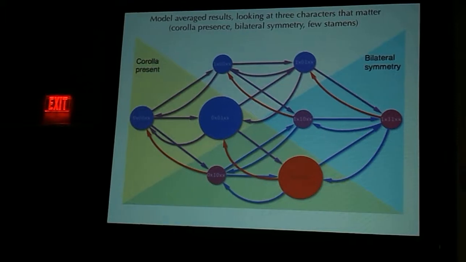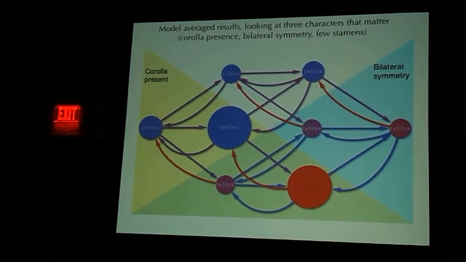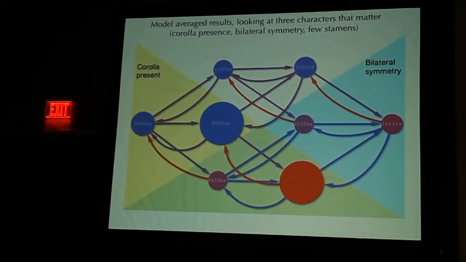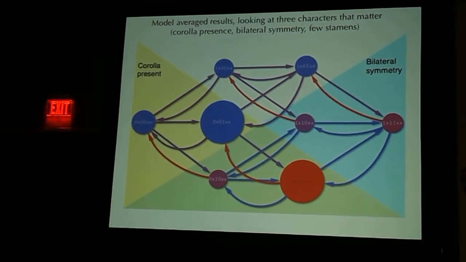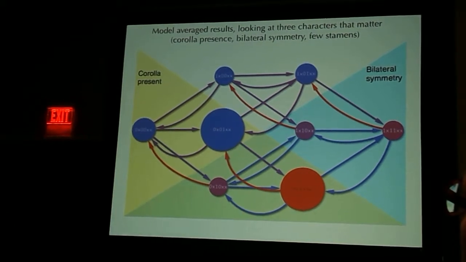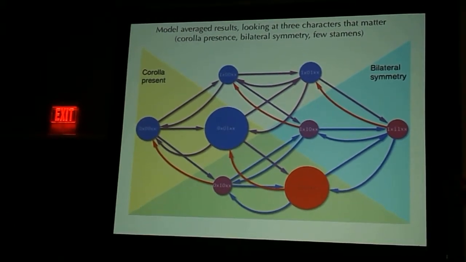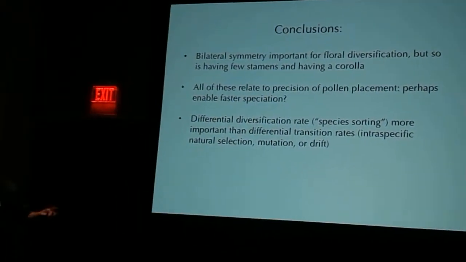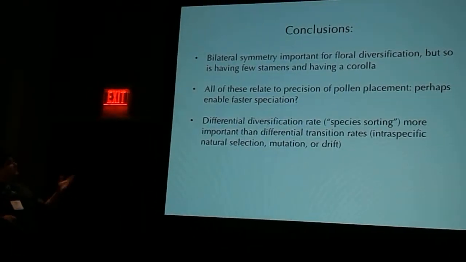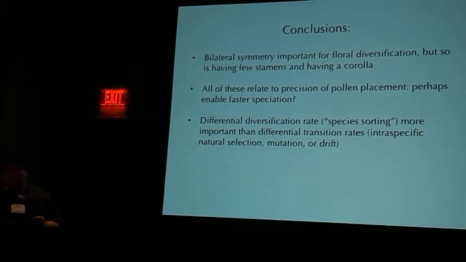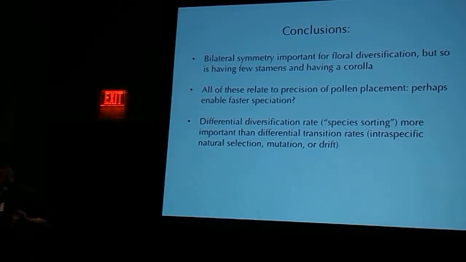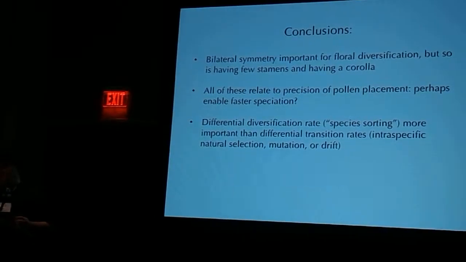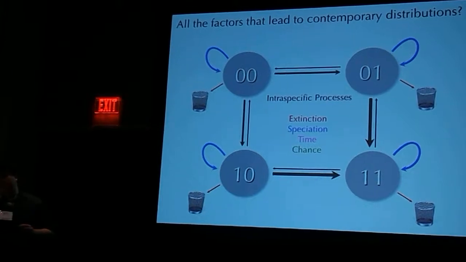And so we can do a model-averaged result to show the overall transitions. Here the circle area is the number of species in that state, and then we have the rates going into and out of it. Color shows the net diversification rate. We see how this lump here is the fast diversification rate. So, conclusions from this: bilateral symmetry is important for floral diversification, but so is having few stamens and having a corolla. All these relate to pollen placement, we think. And differences in diversification rate matter more than differences in transition rate. We haven't gotten to time and chance yet.